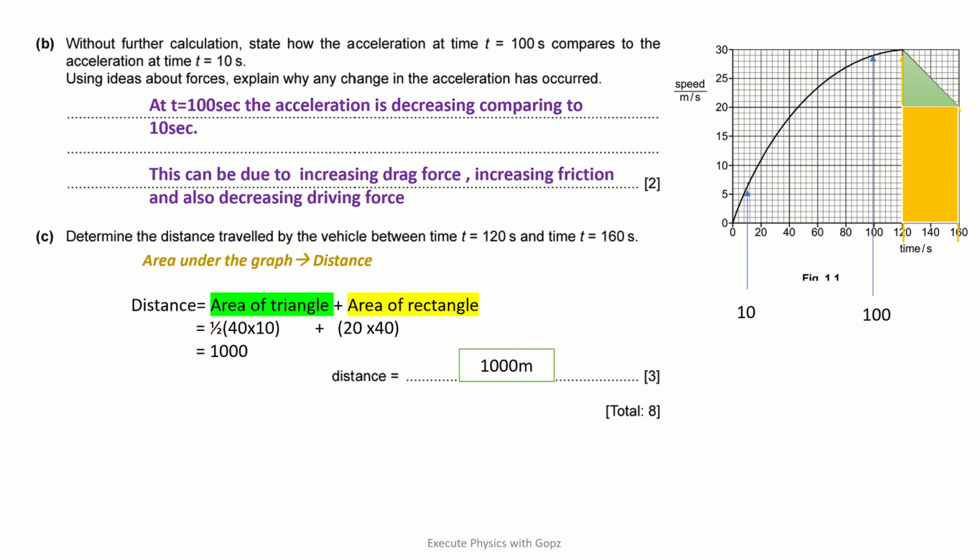In such questions, you should clearly draw on the graph the area. You should shade it across and show how you have got the 1000 meters in the given space. Okay, that shading on the graph is very much important.